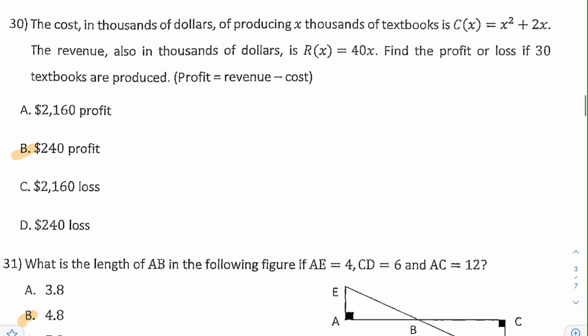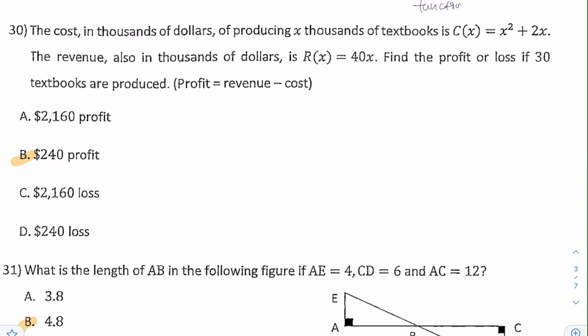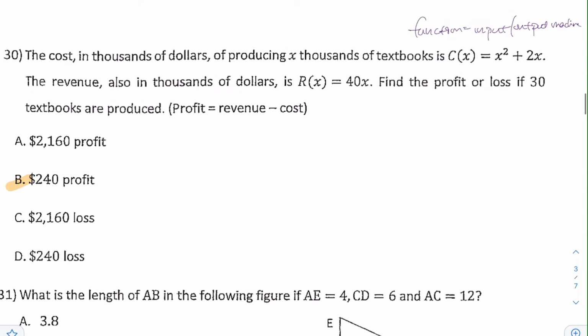So here you have two functions. A function is just an input-output machine. You put in X as the input, in this case for the cost function. You put in X, which is the input, which in this case is how many books you want to make. Put into function C, you get the output Y. In this case, Y is equal to C of X. This will give you how much it's going to cost. Revenue is the money received.